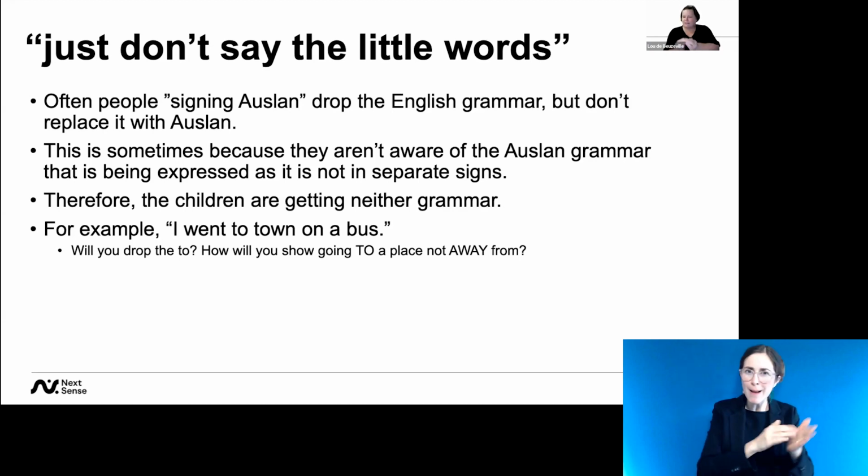They don't know how to say certain things. So if you drop the to in I went to town on a bus, how do you know you're going to town, not away from town? You know, I go town bus, like you left it or you went to it. So it's not a case of dropping the little words. I have to say, I don't hear that as often as I used to, but 100 years ago when I learned to sign, I remember hearing that a lot. People would say, oh, you just don't say the little words. You just don't sign the little words.